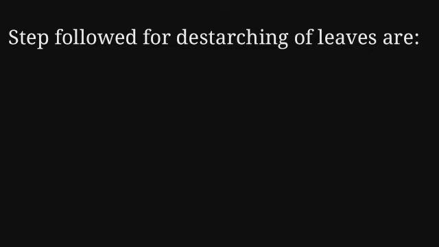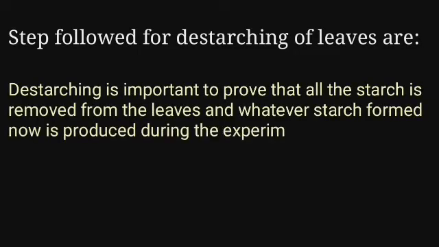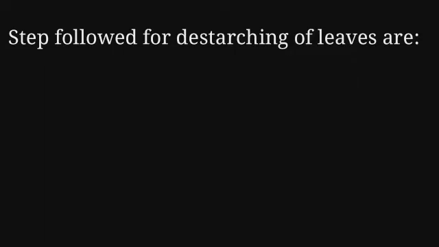So the first step that we have to follow in destarching is to remove the starch from the plant before performing an experiment. Why? This is the first question that they usually ask. The answer will be we have to destarch the plant before performing an experiment to make sure that all the starch is removed, and whatever starch is formed while performing the experiment for the starch test, all the starch is formed during the experiment. And secondly, how do we destarch the plant?